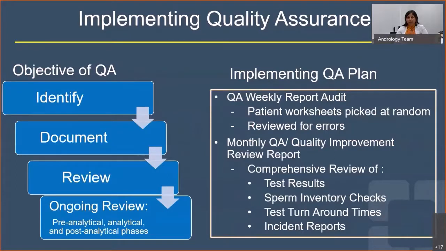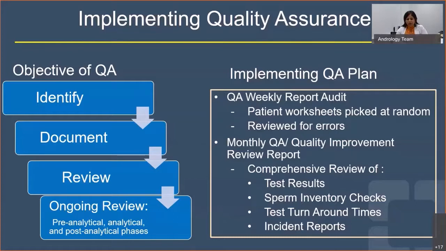How do we implement the quality assurance program within the Andrology lab? So we have certain defined objectives. The quality control plan, quality assurance plan is defined to organize and monitor the processes and procedures within the lab and identify any problems or errors and document them, as well as perform a review of these errors or deviations that have happened within the lab. And this is an ongoing review which involves the pre-analytical, analytical, and post-analytical phases.